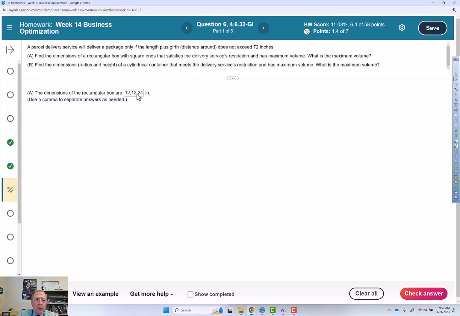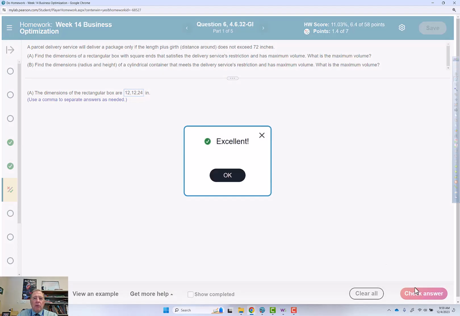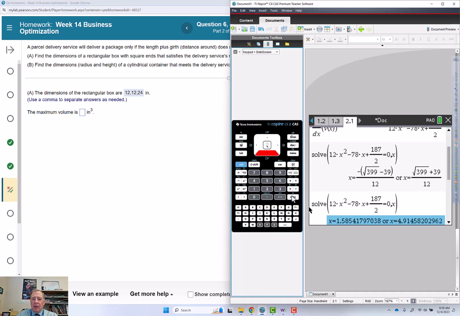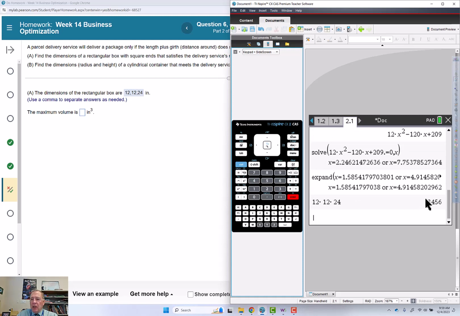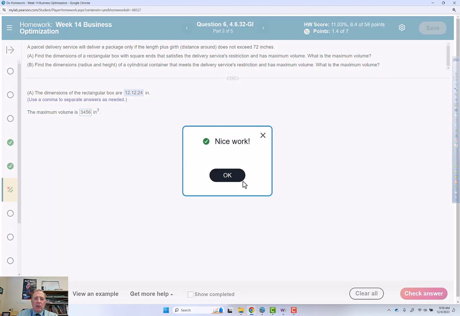And the problem is this is a period, not a comma. 12, 12, 24. Excellent. Now it wants to know what is the volume. I'm going to go to the calculator to get that. 12 times 12 times 24. So that's 3,456 cubic inches. 3,456. Check answer. Nice work.